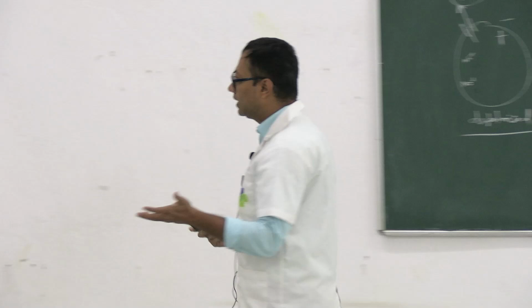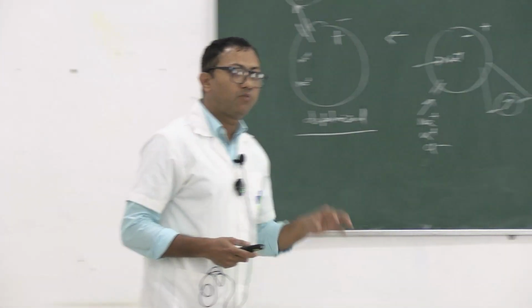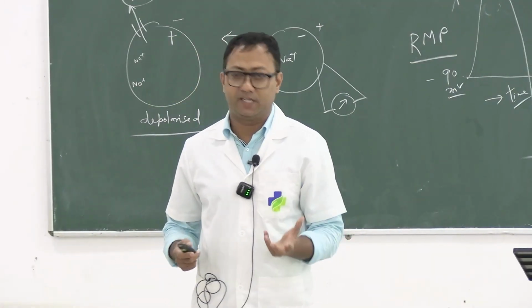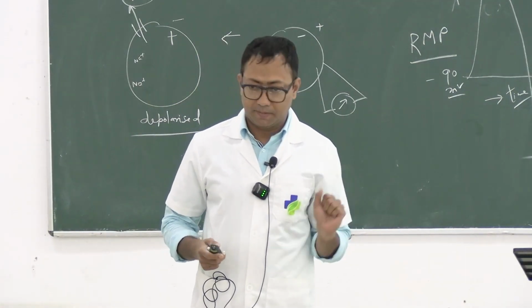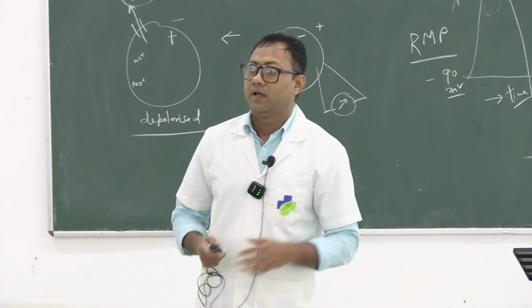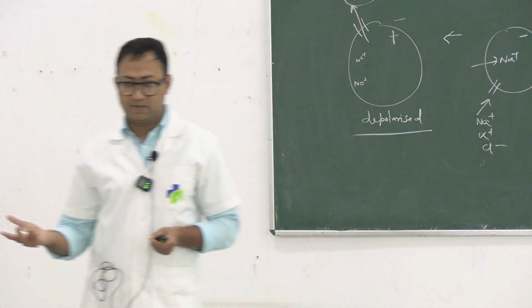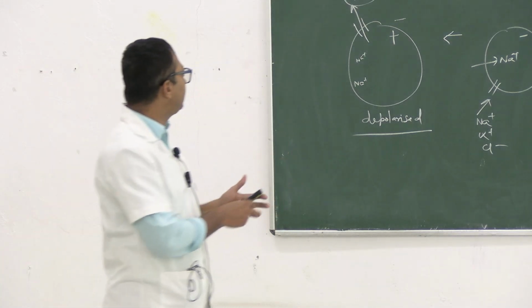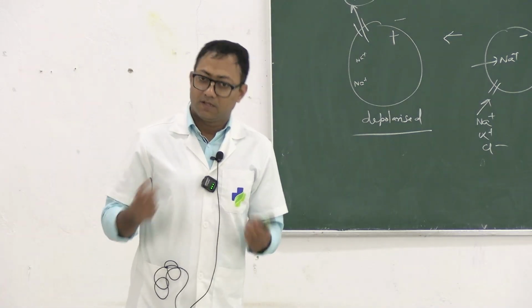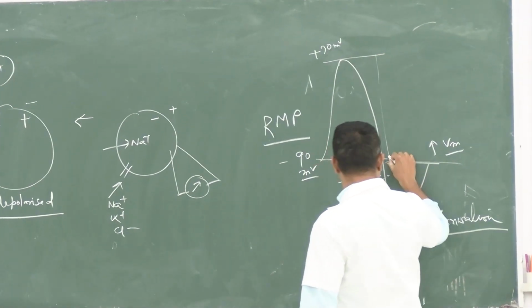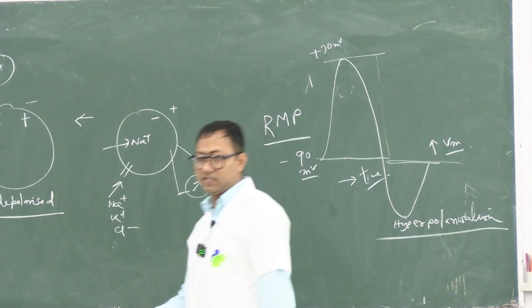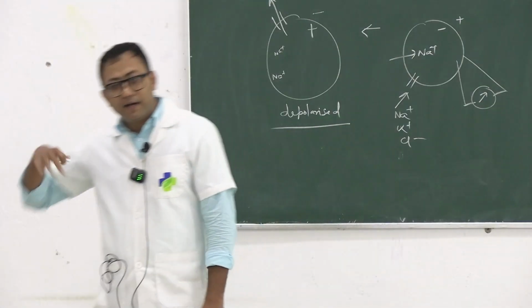Let me define resting membrane potential again. Every animal cell maintains a potential difference across the cell membrane where the inside is negative with respect to the exterior, and this potential difference is called resting membrane potential. Now, when the polarity is changed and inside becomes positive and outside negative, we call it depolarized. And when inside becomes more negative, we call it hyperpolarization. And from depolarization coming back to resting membrane potential is called repolarization.